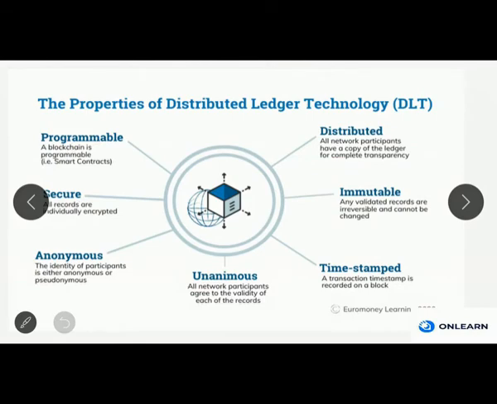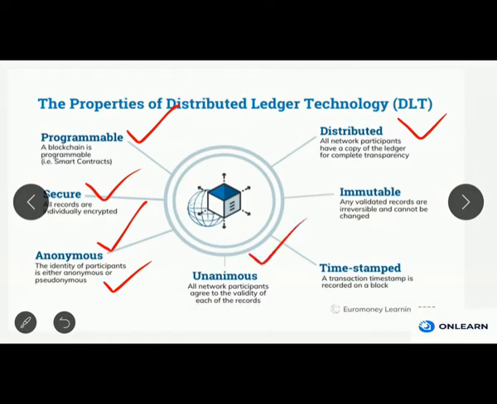Now, what are the properties of this DLT technology? It is programmable. That means a blockchain is programmable. Certain programs are used to encode and also to decode this particular type of ledger. Then it is secure. All records are individually encrypted. That means if something happened to the blockchain, it won't affect each individual unit because all records are individually encrypted. Then it is anonymous. The identity of participants is either anonymous or pseudonymous.